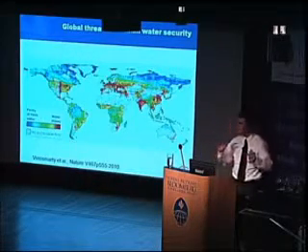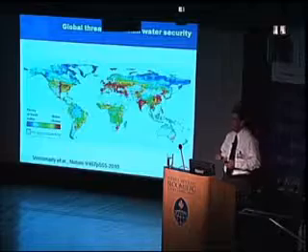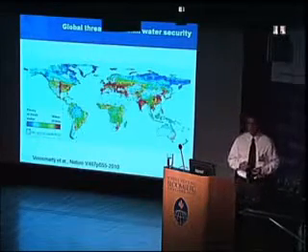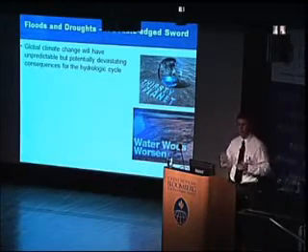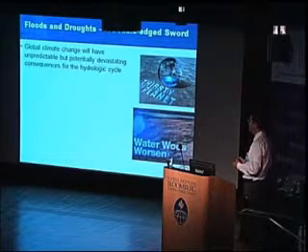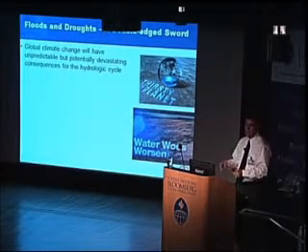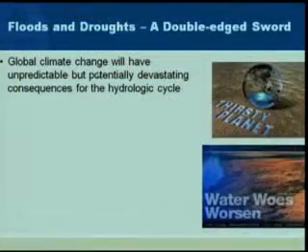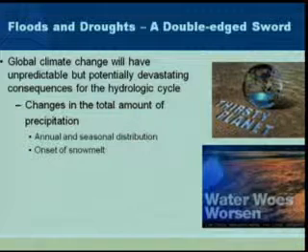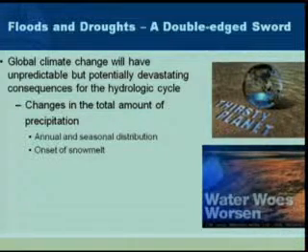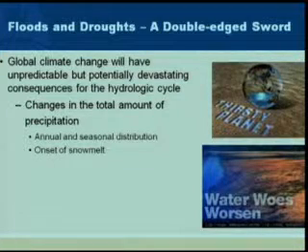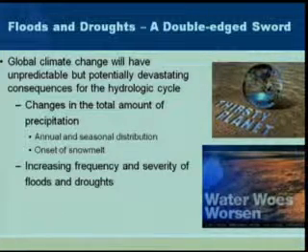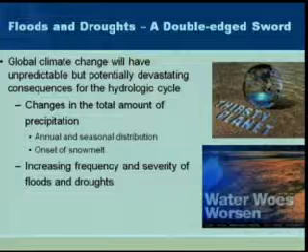So it's not an us versus them. It is a we challenge that we're facing. And we know there are going to be challenges with the perturbations. Global climate change will have unpredictable but potentially devastating consequences in the hydrological cycle. Now, I didn't say global warming. I said climate change. And these changes are to the amount of precipitation. There's annual and seasonal distribution and onset of snowmelt that will change. That's going to cause problems. And there'll be increasing frequency and severity of floods and droughts.